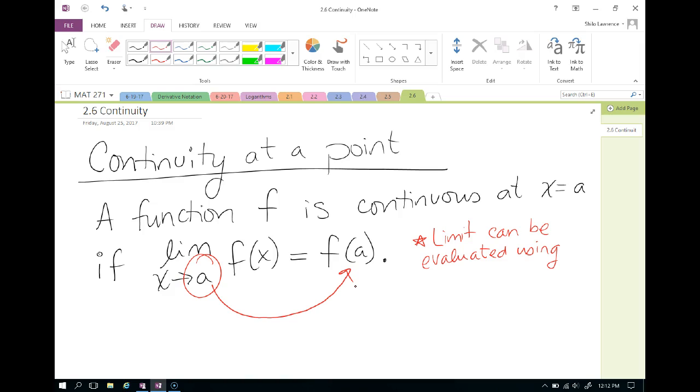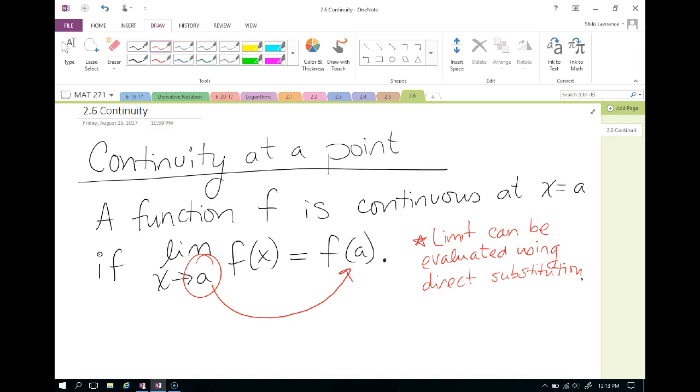We have a point at that value. So if you can find the limit using direct substitution, that means that your function was continuous at that point.